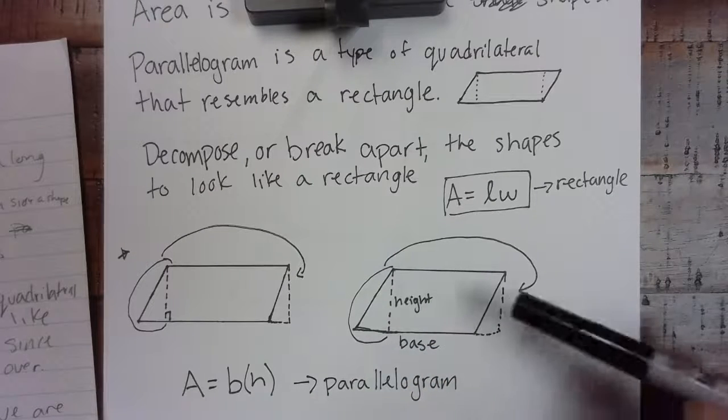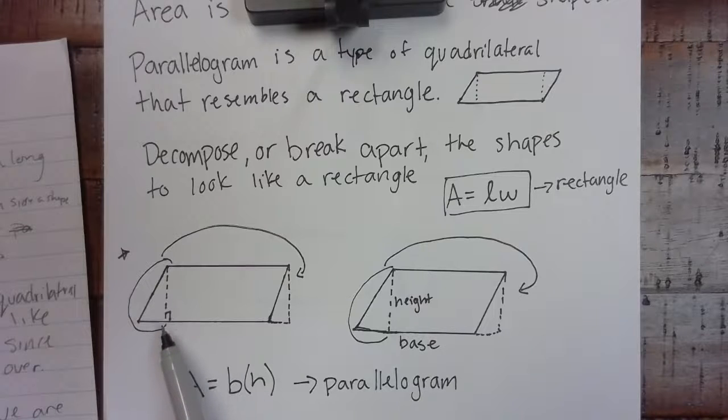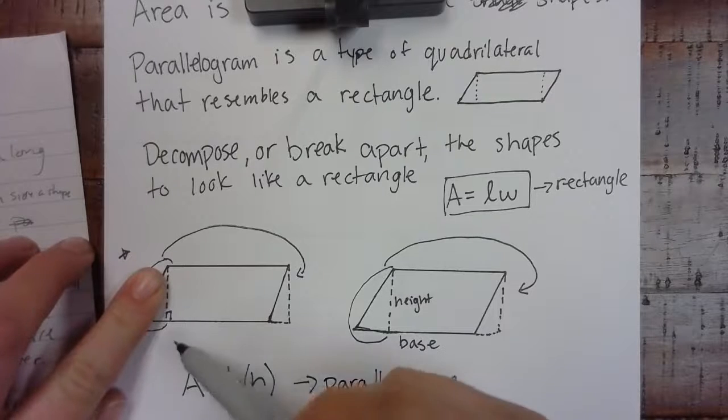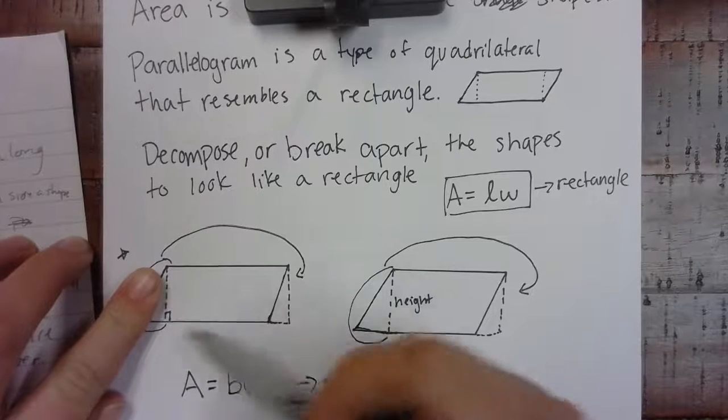So we just broke apart our parallelogram up here and moved the triangle from one of the sides. We moved it from the left side. You can also move it from the right side. We moved it over to the opposite side and created a rectangle to really see the length and the width, right?